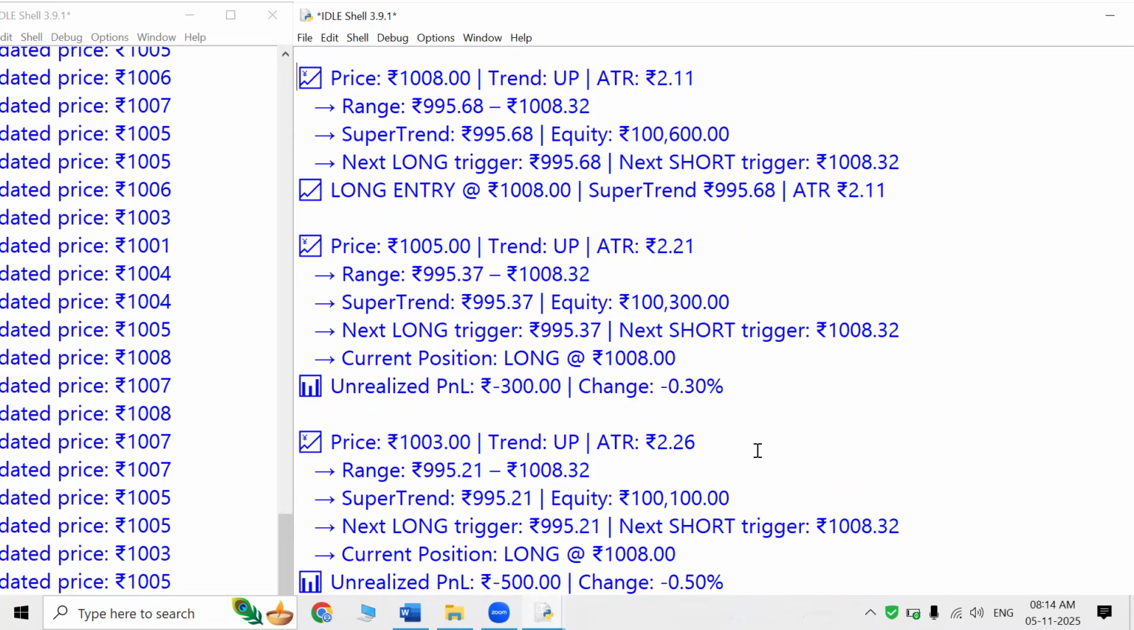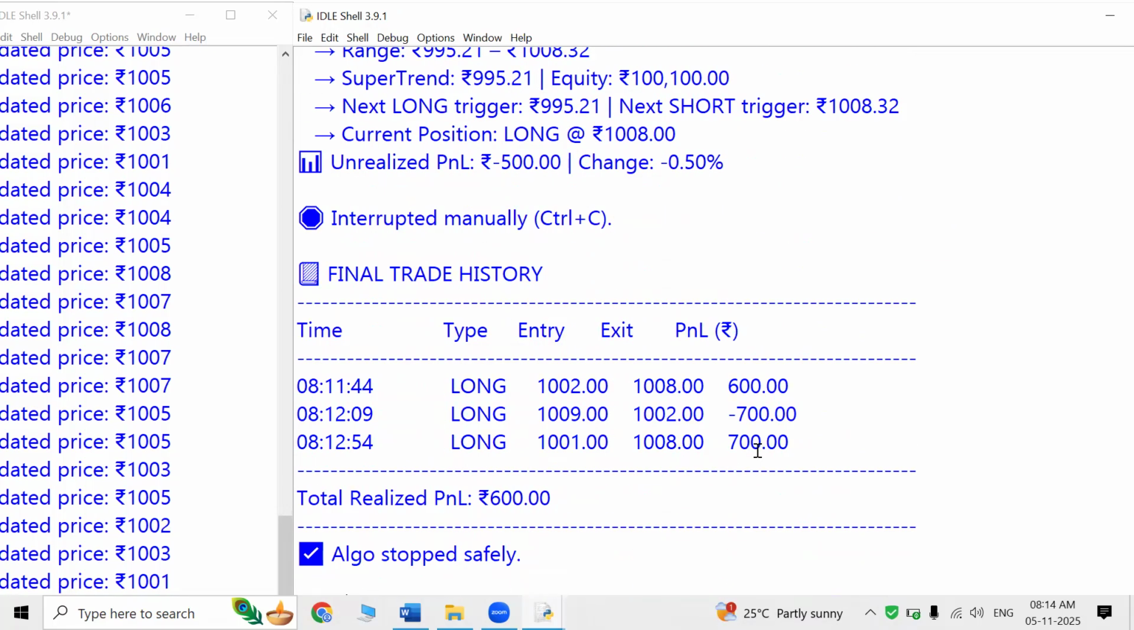Okay, now let me see the summary. What has happened with the algo? So there is a manual exit also. So I have stopped the algo. So for the first cycle, it has taken the profit, then loss, then again profit. So it keeps on doing this for a full day in a live changing environment of the price, and you can analyze how it works beautifully.